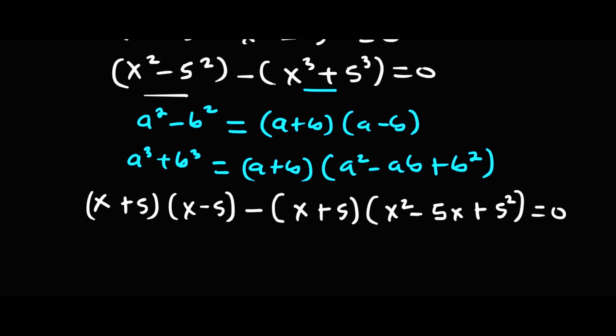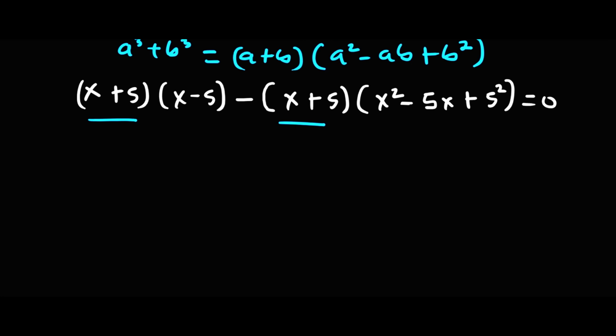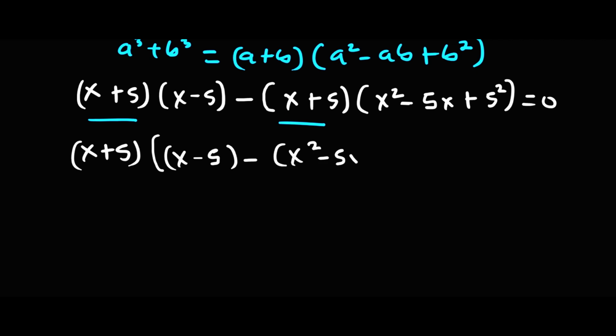So if you look at these two, there is a common factor. There is x plus 5 and x plus 5. So we can factorize. We can write it outside the bracket so that we have x plus 5 into x minus 5 minus x squared minus 5x plus 5 squared, which is 25, close the bracket, is equal to 0.